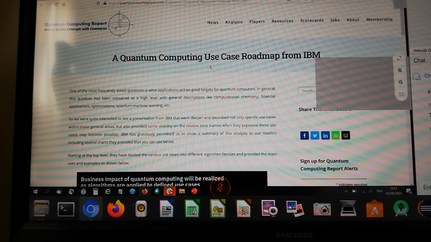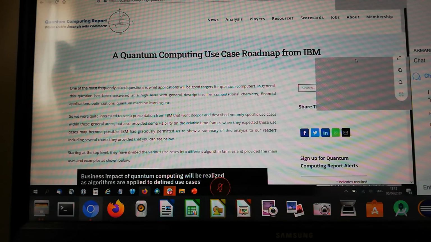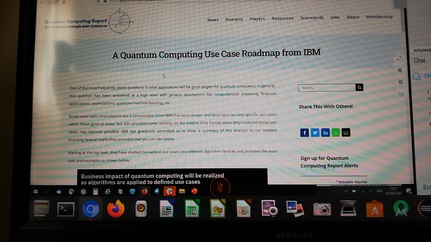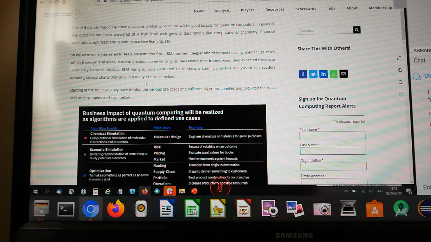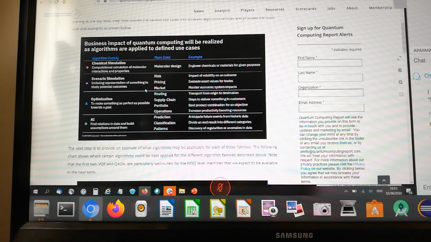Yes. Looking at the business application, there's this article on quantumcomputingreport.com. If you do a search in this environment on use cases, you just type use cases over here. Or later I'll put this link in the chat. Then you see a list of application areas and use cases.